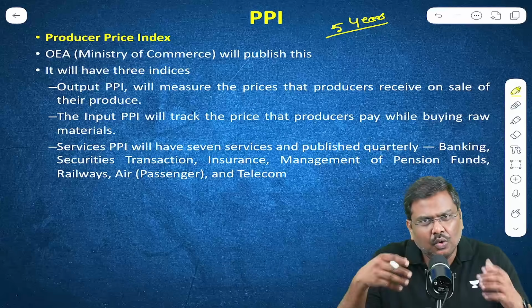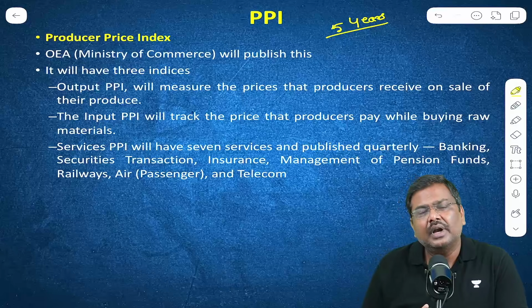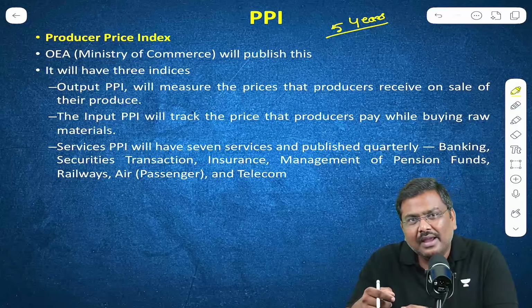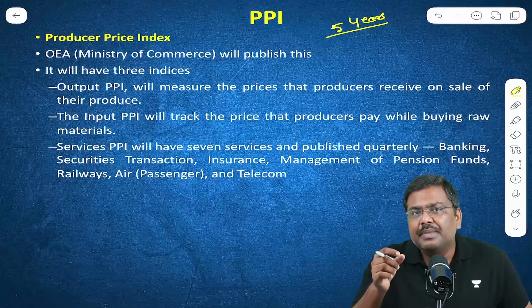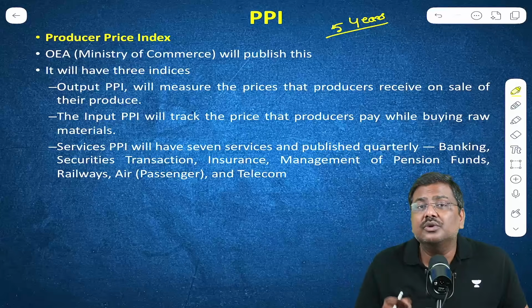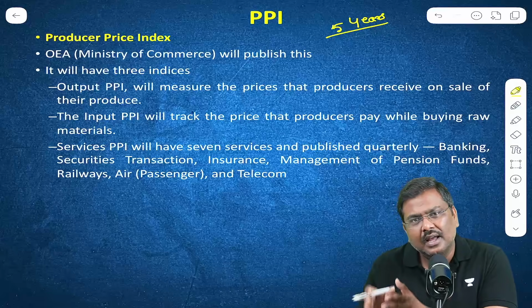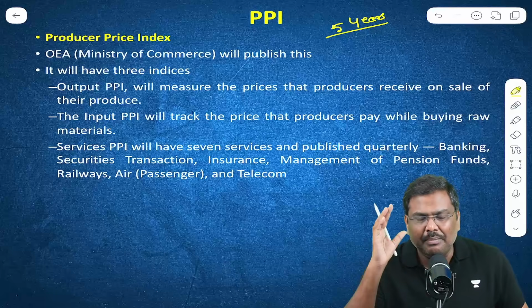WPI focuses only on the goods. PPI focuses on a wider basket. WPI is basically old, outdated. PPI considers better measurement, etc. That's the reason PPI is used in developed countries. India has tried introducing PPI multiple times in the past, and finally it has decided we will replace WPI after 5 years and we will use PPI.